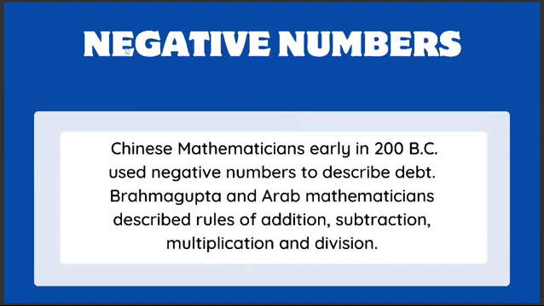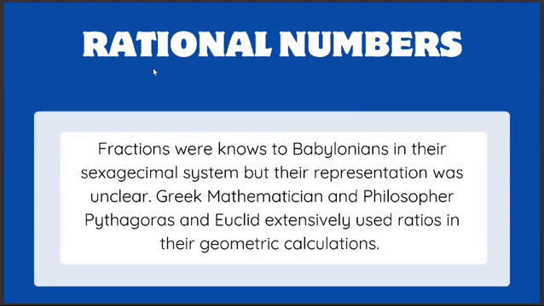So just like positive numbers and zero, negative numbers were also used quite earlier by Chinese mathematicians in 200 BC. They used these numbers to describe debt and loss. Brahmagupta and Arab mathematicians described rules of addition, subtraction, multiplication, and division after the invention of the integers. So positive, negative, and zero, all these numbers were at that time used by Indian and Arab mathematicians.